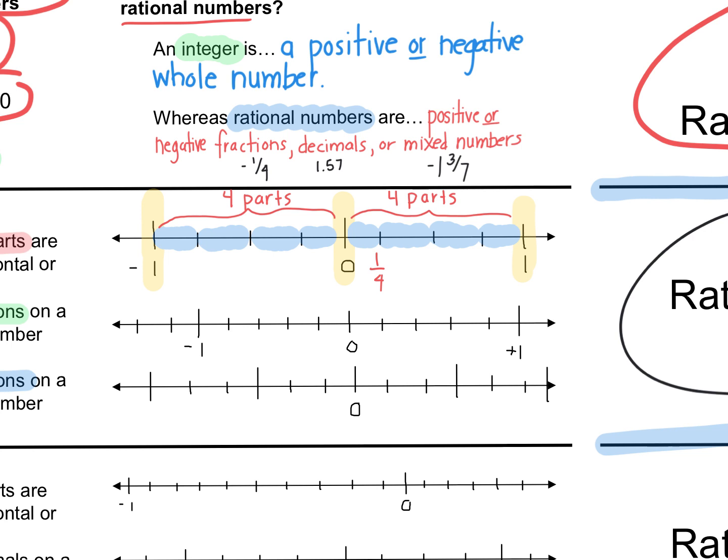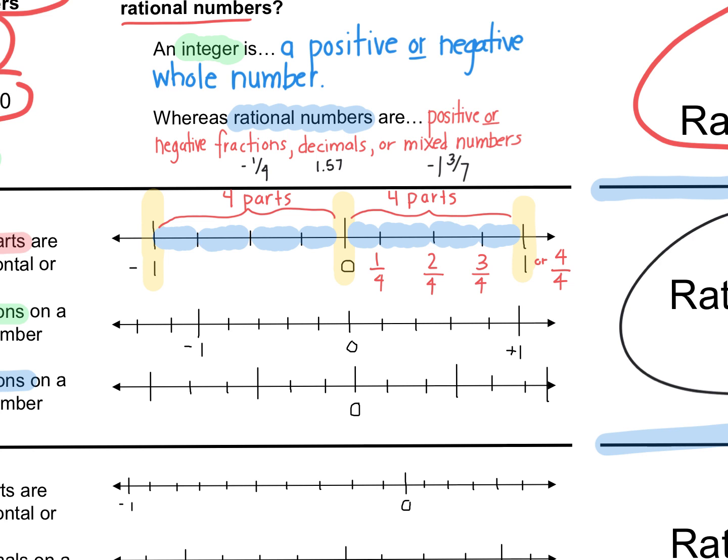That's my first number, okay? My second number is 2 out of 4 parts. My third number is 3 out of 4 parts. And then when I get to whole number 1, I could say it's 1, or I want you to write this down, 4 out of 4 parts. It's the same thing because we have 4 parts in our graph.